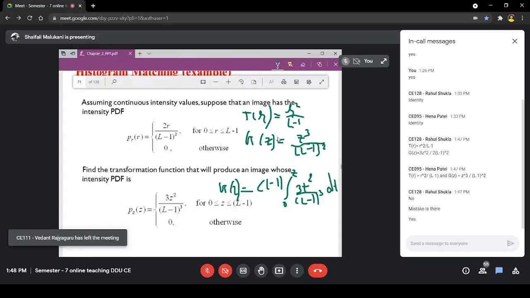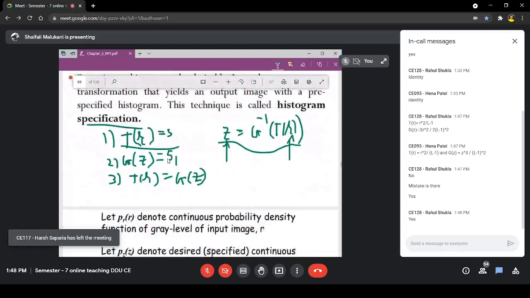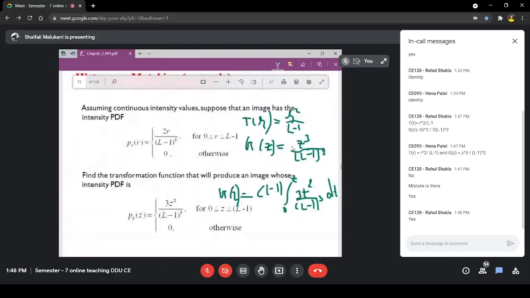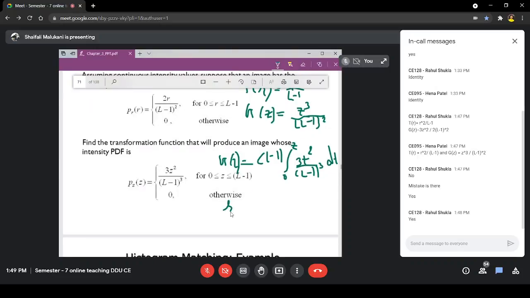Okay, so now we have these two terms ready with us. Now I want to equate these two and obtain Z in terms of R. That is the only thing remaining. So if I equate these two, what I am going to get is R square divided by L minus 1 is equal to Z cube divided by L minus 1 square.